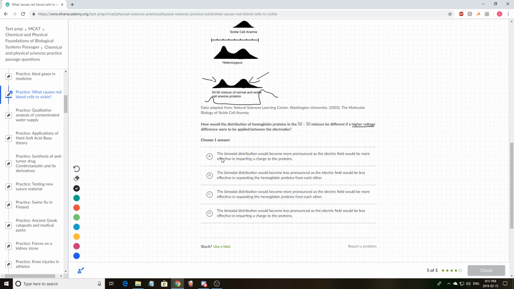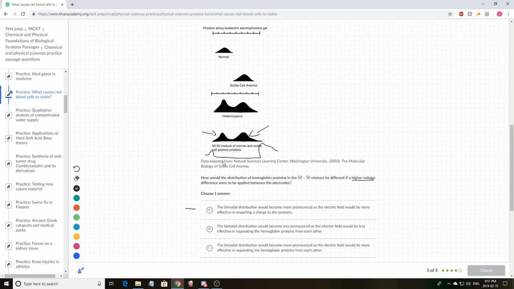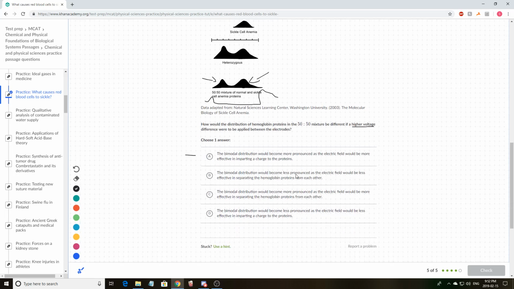So your option choices are: the bimodal distribution would become more pronounced as the electric field would be more effective in imparting a charge to the protein. Well, maybe. That sounds somewhat right. The bimodal distribution would become less pronounced. Well, like I mentioned, since there's a higher voltage being applied, we would expect the two poles to separate further and become more pronounced. So the fact that this is saying less pronounced leads me to believe that it's incorrect.